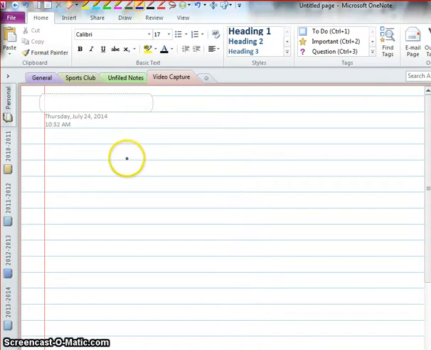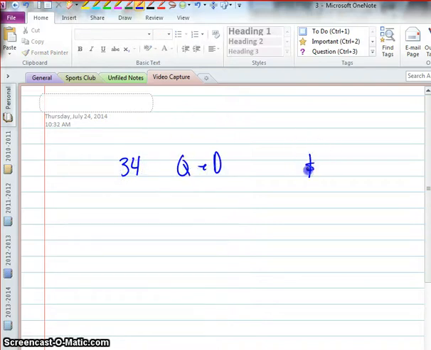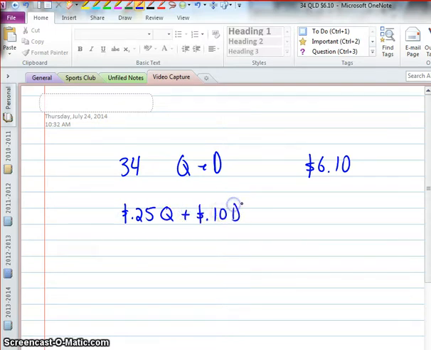So the first one is that you have a jar with 34 quarters and dimes in it, and you know that the total amount in the jar is $6.10. Hopefully you'll remember how to set these up. We're trying to figure out how many quarters and how many dimes we have. A quarter is worth 25 cents, and a dime is worth 10 cents, and together that has to equal $6.10. But we also know quarters plus dimes equals 34.